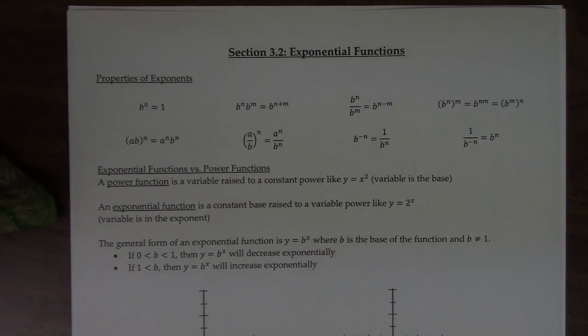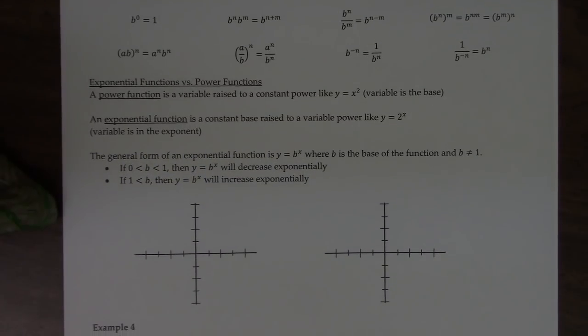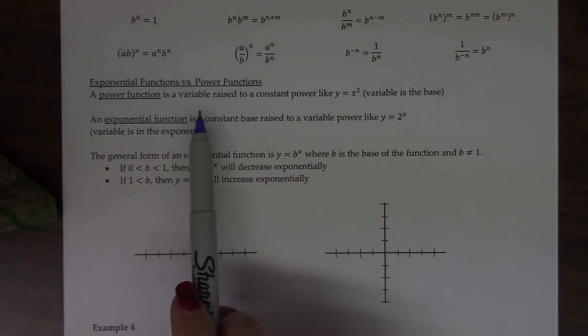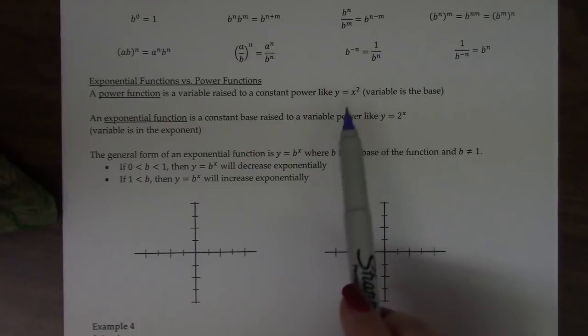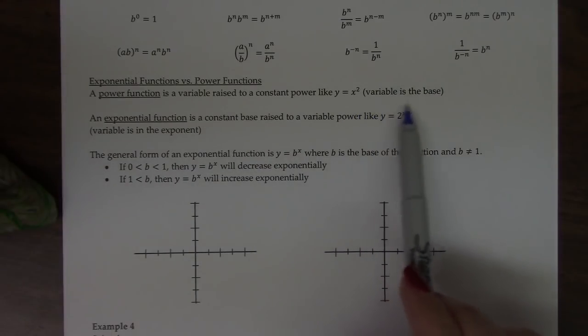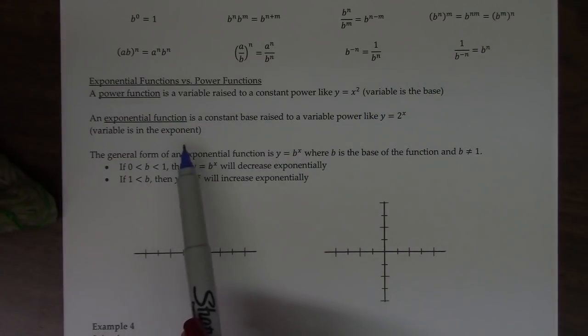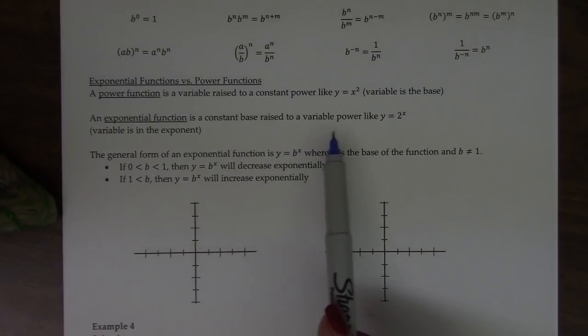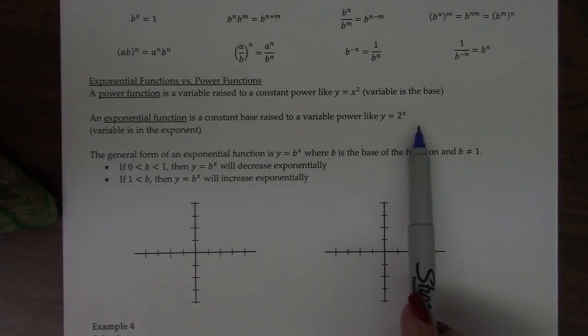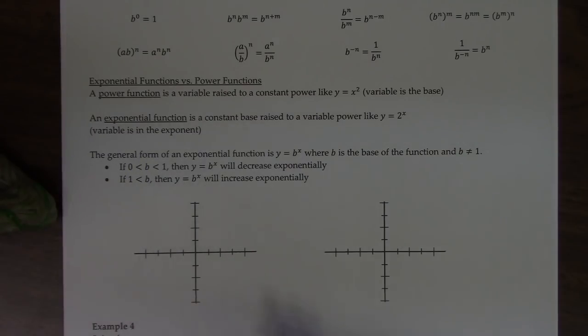But to understand what an exponential function is, let's compare it to a power function. A power function is a variable raised to a power, like y equals x squared. The variable's in the base. An exponential function is a constant base raised to a variable power, like 2 to the x. So the variable is in the exponent.